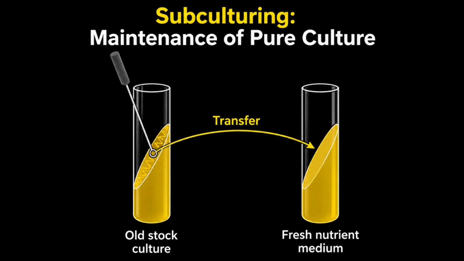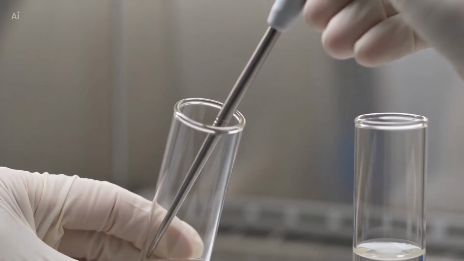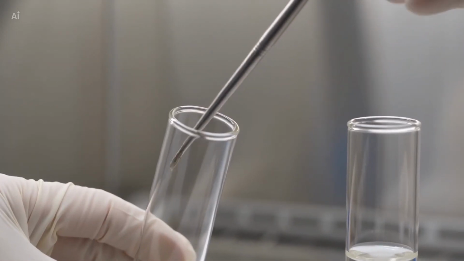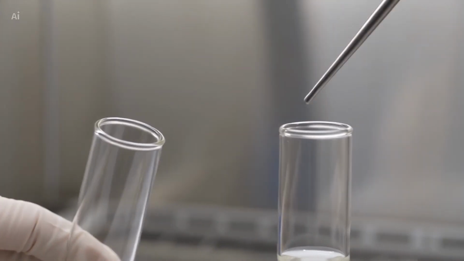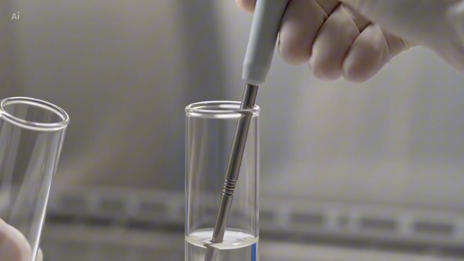Microorganisms are transferred from an existing culture, known as the stock culture, into a fresh sterile culture medium. During the transfer, every instrument and every opening that comes into contact with the culture must remain sterile. This prevents unwanted microorganisms from entering the culture and ensures that only the desired organism grows in the new medium.